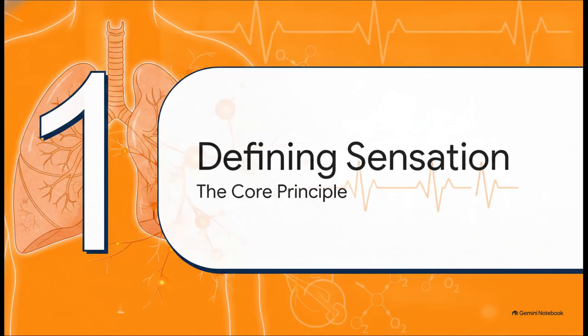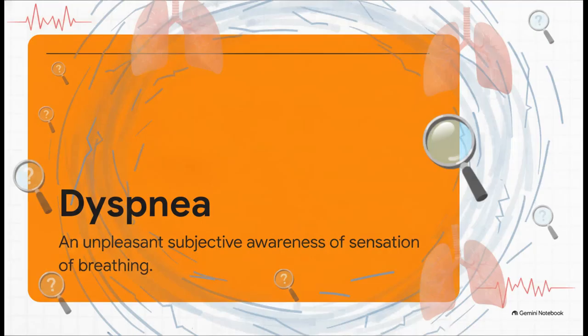Okay, let's dive into this with Section 1, Defining the Subjective Sensation. Before we can even begin to diagnose the problem, we need to completely understand what the patient is actually experiencing. Officially, dyspnea is defined as an unpleasant subjective awareness of the sensation of breathing. Now, the absolute key word there is subjective. Breathlessness is the patient's absolute truth. It is not just a low oxygen saturation number blinking on a monitor.